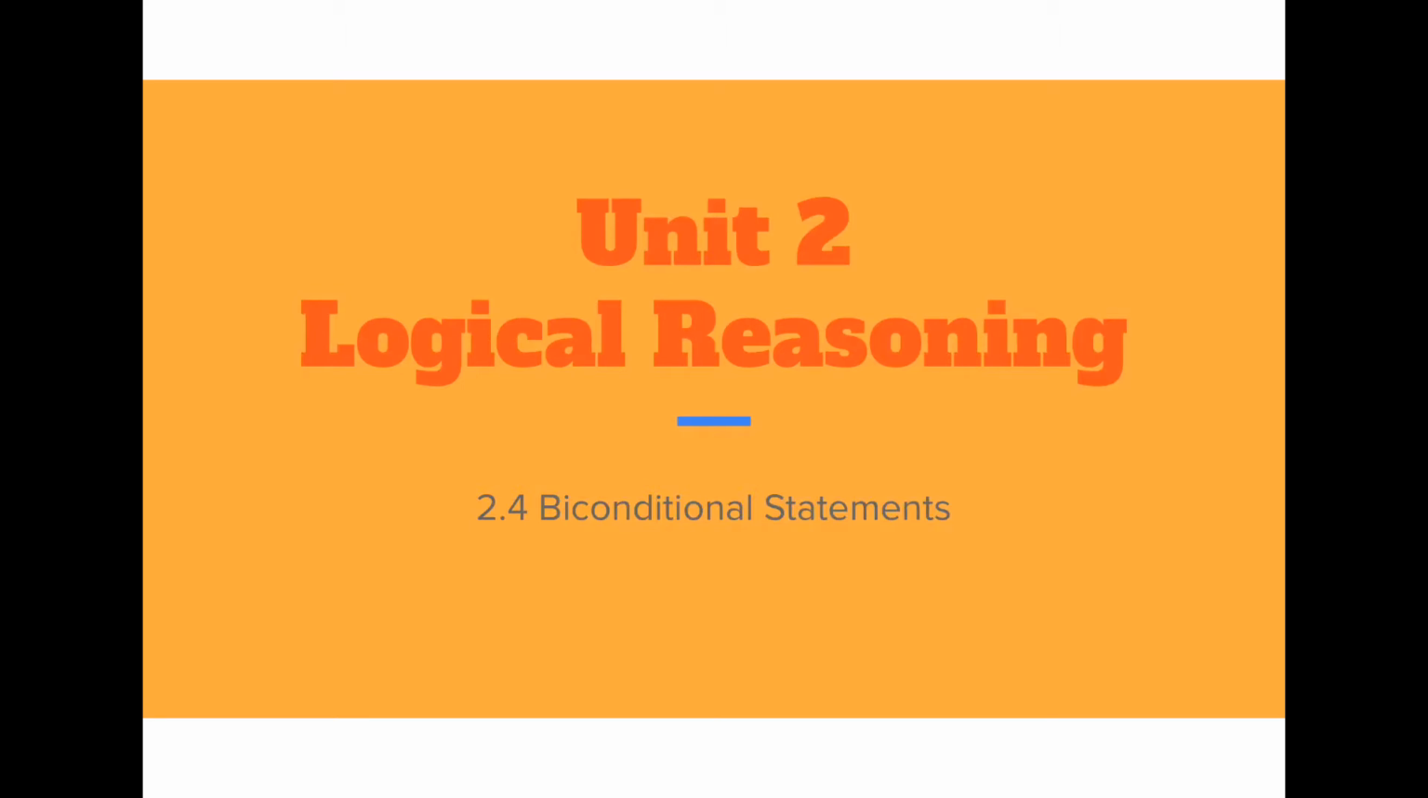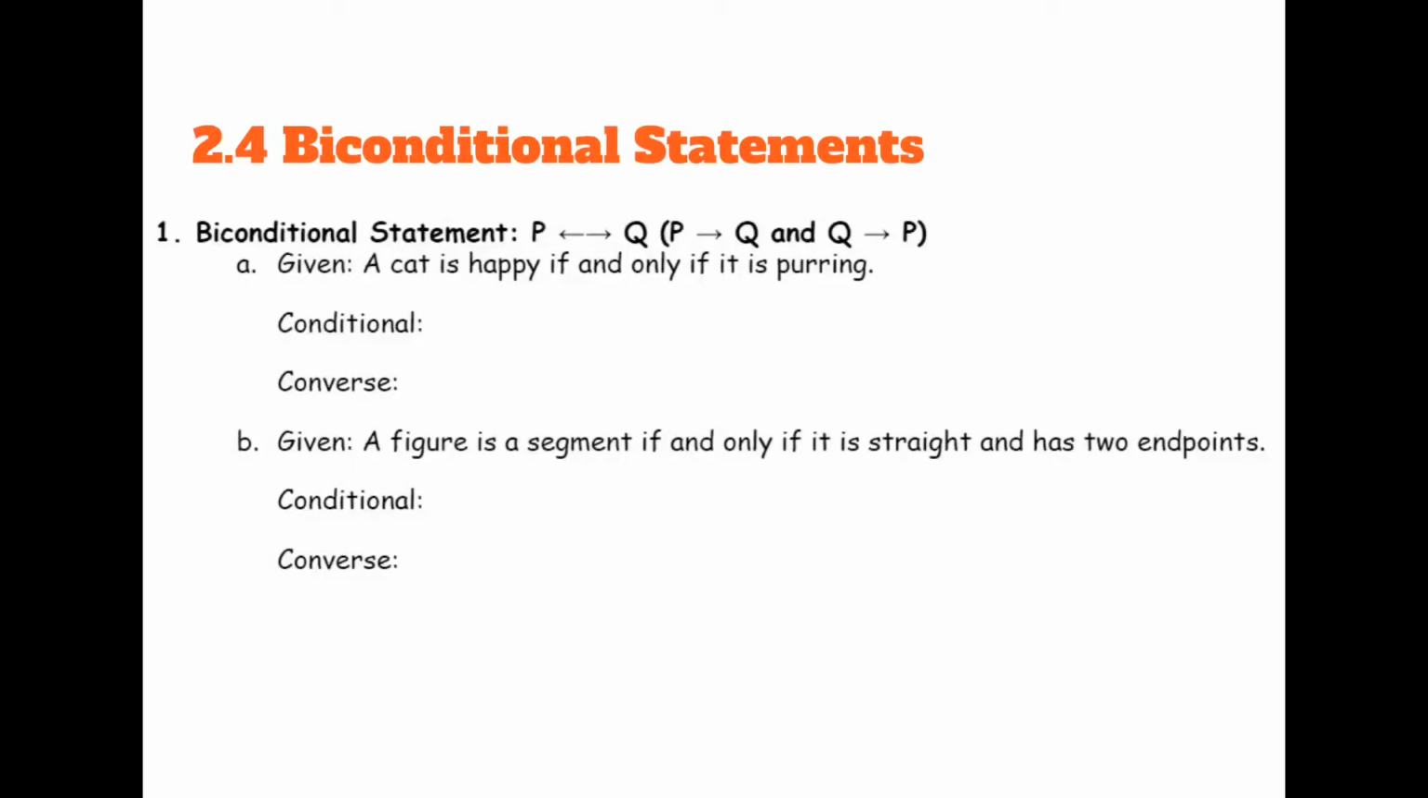2.4 does use 2.2, so make sure you go back and review your conditional, your converse, your inverse, and your contrapositive. But most importantly, those conditional and converses are what we're going to use today. So just a little bit to review. We know that a conditional statement is in the form of P implies Q. So if P, then Q.